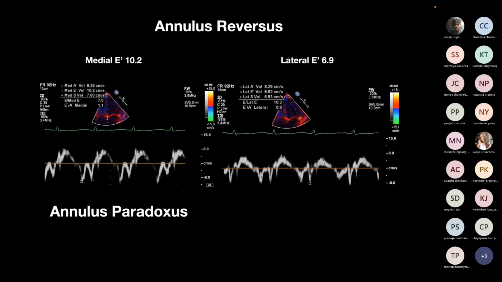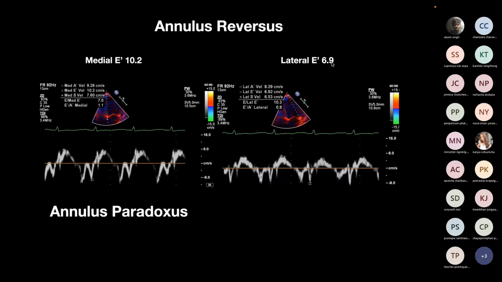And then we do TDI, which is tissue Doppler. I hope you learned this in the other lecture already, otherwise it will get complicated and confusing. I'm not covering tissue Doppler in this lecture, it's the other teacher. You can ask them if you don't understand what tissue Doppler is. But tissue Doppler just measures the velocity of the movement of whatever point we're looking at. In this case, we're looking at the mitral annulus. So we look at the medial E prime here, which is 10.2, whereas the lateral annulus of the mitral valve is 6.9.